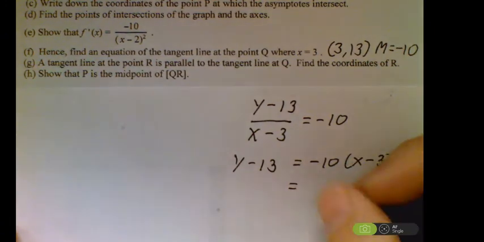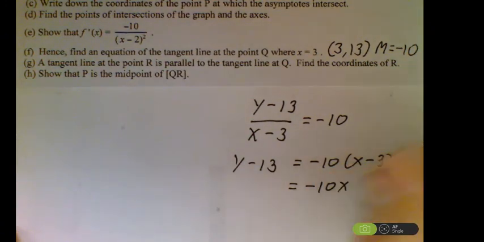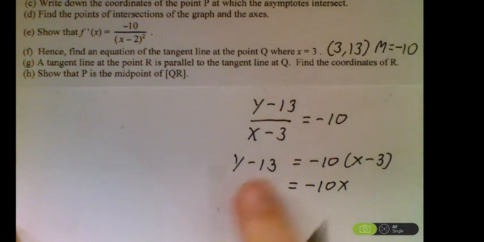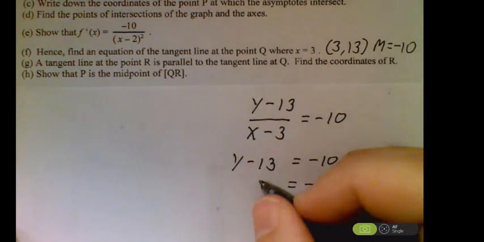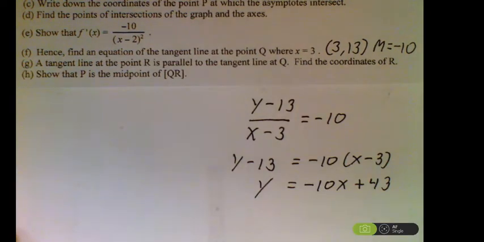So distribute the negative 10, so that's going to become plus 30. We're going to add 13 over, so that brings us up to 43. So we got our equation of the tangent line at point Q.